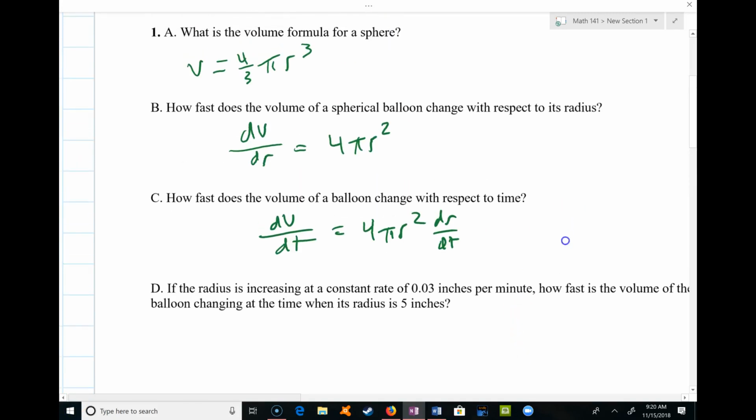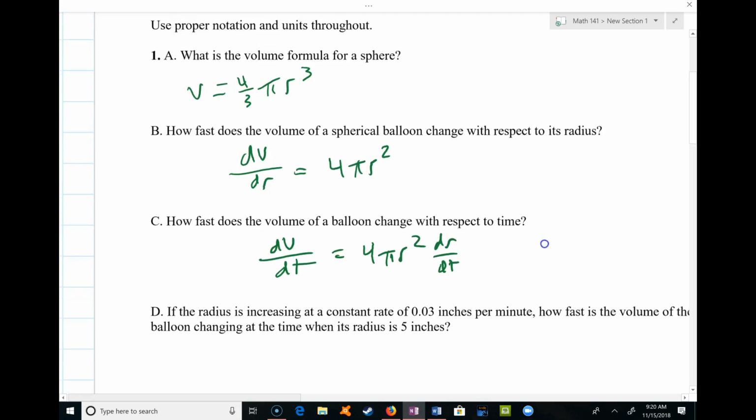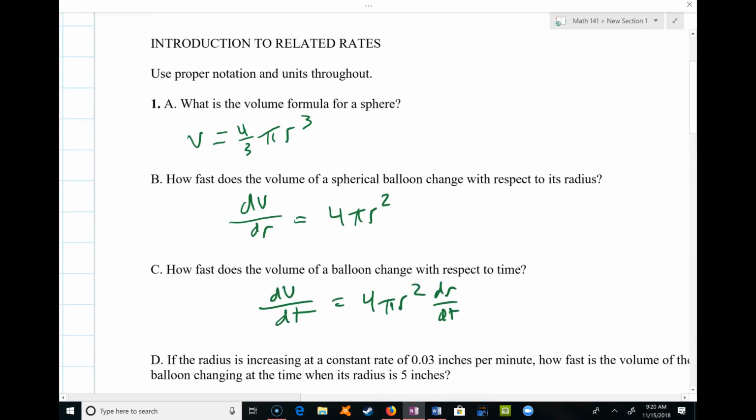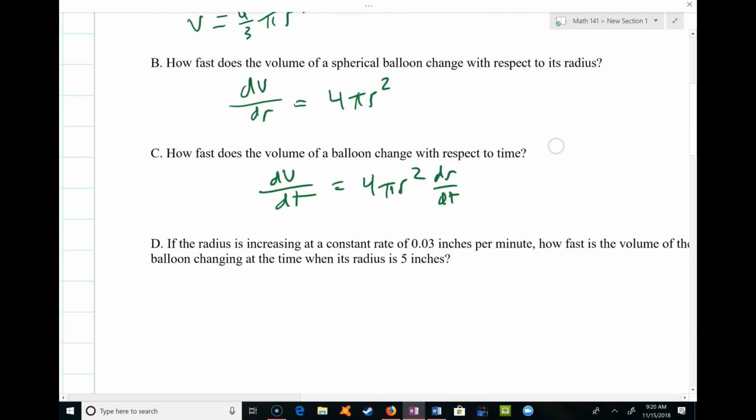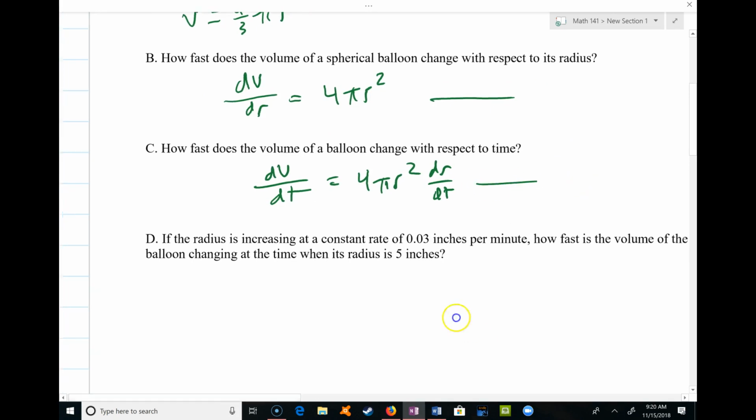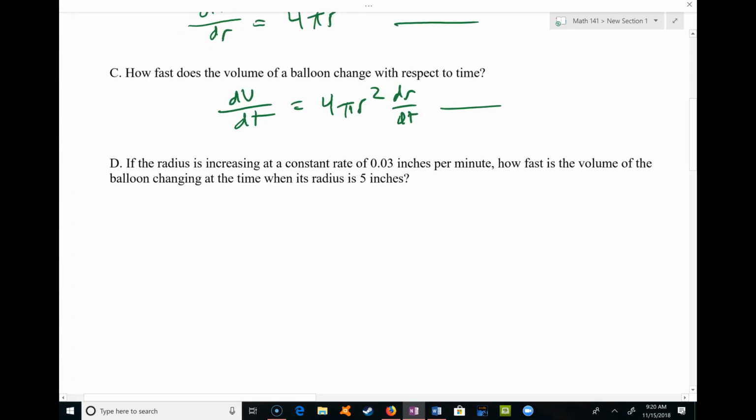Okay, so those of you that are just joining us on the video, we just ran through A, B, and C, and it's all previous knowledge, so you should be able to come up with this. We wrote the volume of a sphere, and then we took the derivative of volume with respect to radius and got this. Then we took the derivative of volume with respect to time and got this, paying close attention to the chain rule. That's a quick summary for y'all. Now, we're going to do something with this.